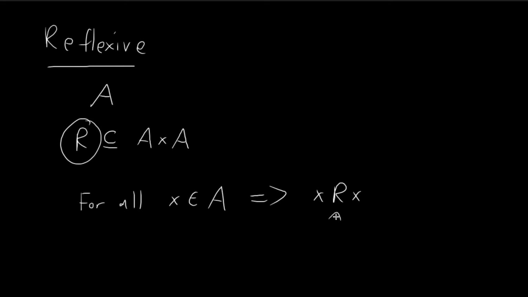And another way to write this is to write the ordered pair (x, x) is an element of R. So if we know that this is true, then we can call this relation a reflexive relation. So in other words, a reflexive relation is a relation where every element in A is related to itself.